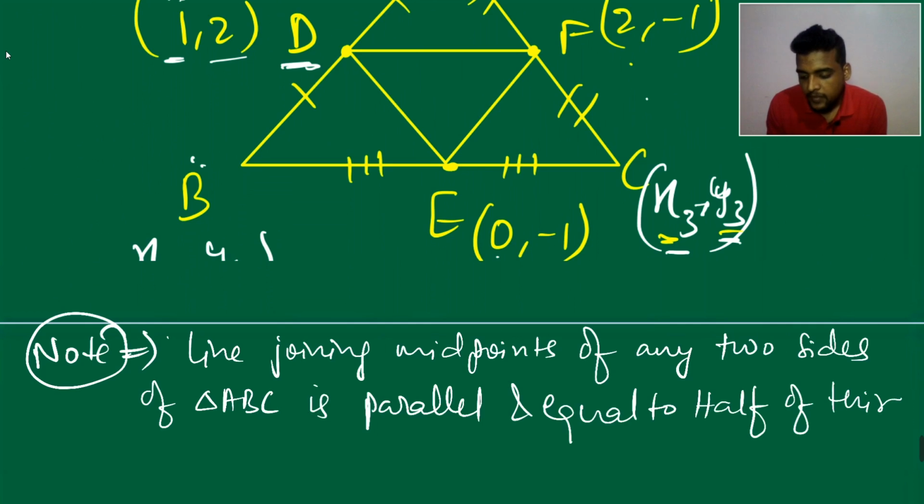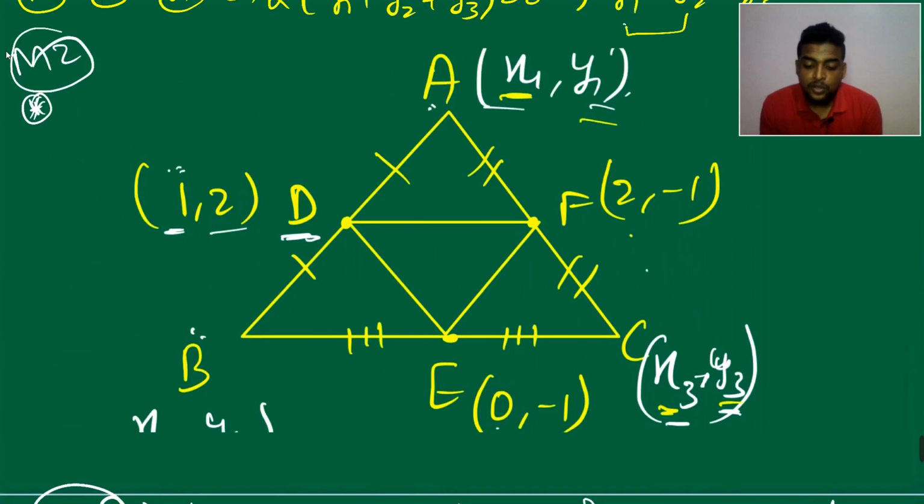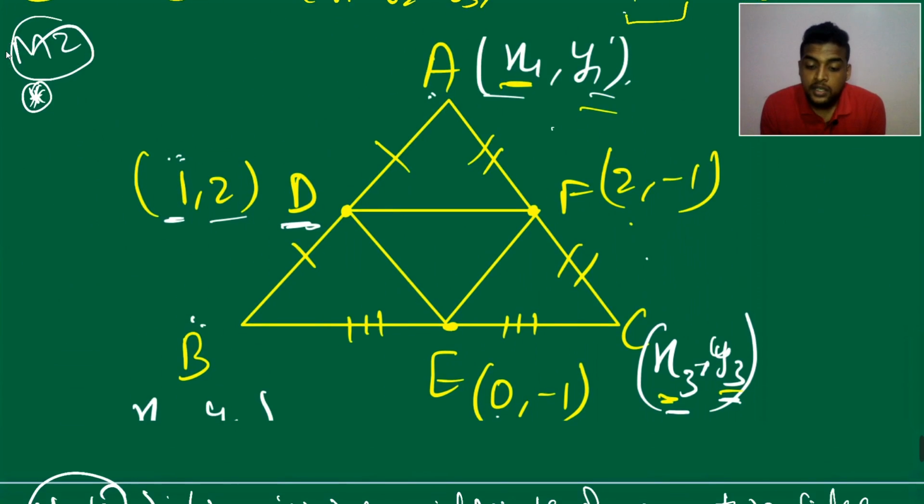Got it? What I'm saying is, the line joining midpoints of any two sides of triangle ABC is parallel and equal to half of the third side. Got it? It's a very important property. Okay, now if you have read the property well, then let me solve the problem here only without using all such calculations, right? What does it mean? It means if DF is the line joining midpoints of two sides, it must be parallel to the third side and it must be equal to half of it.